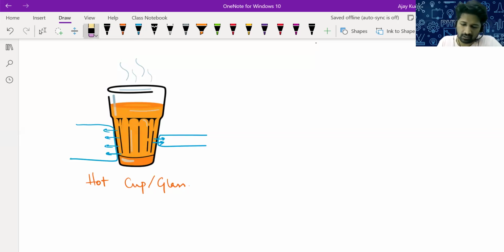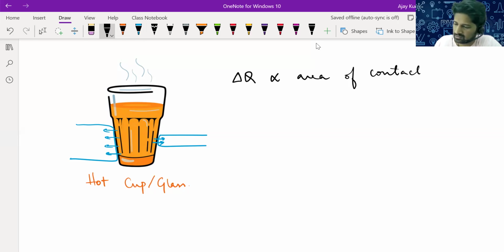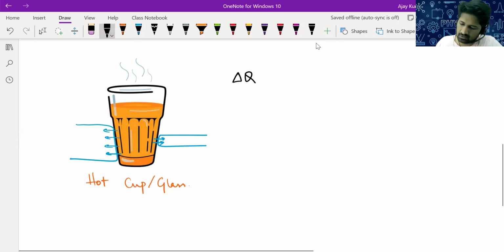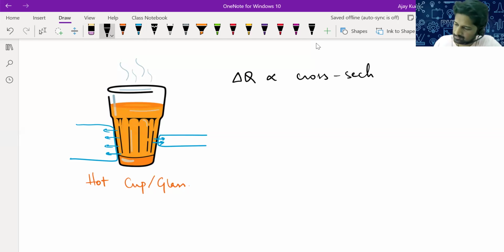So the amount of heat transferred through conduction is proportional to the area of contact. Or we can better state it as proportional to the cross-sectional area through which heat passes.